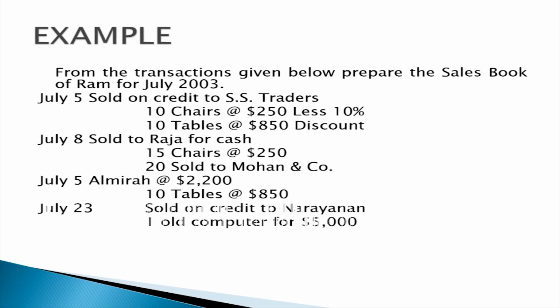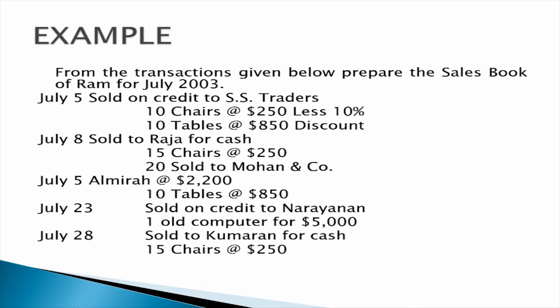July 23rd. Sold on credit to Narayanan one old computer for $5,000. July 28th. Sold to Kumaran for cash 15 chairs at $250 each. In this case, the transactions which took place on July 8th, 23rd, and 28th will not be recorded in sales book because the transactions were on cash basis and there was a sale of an asset on those dates.